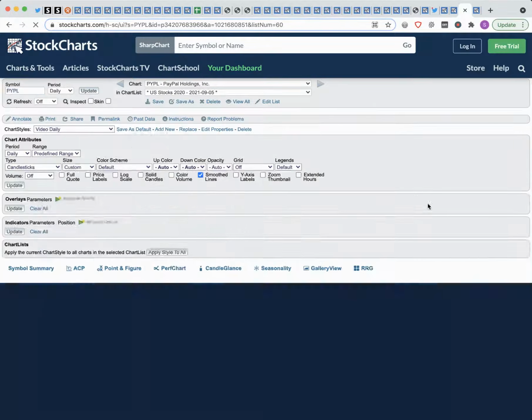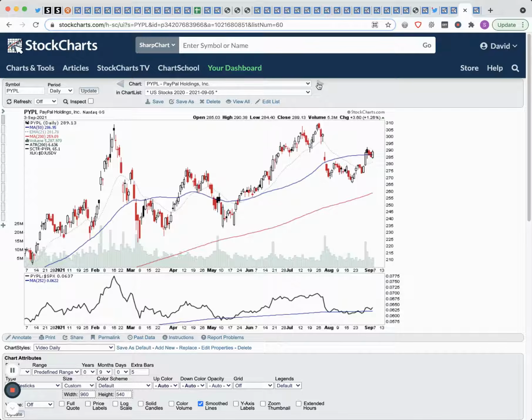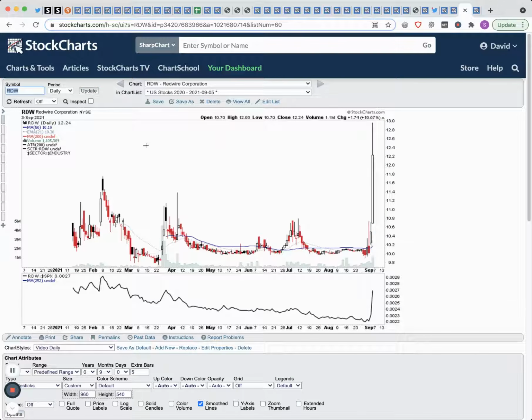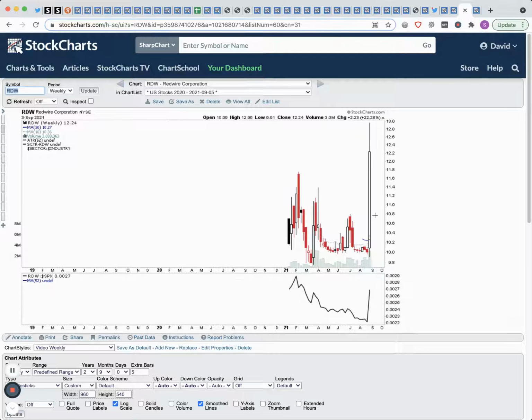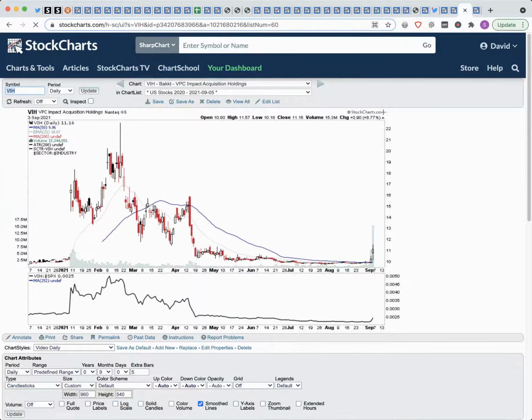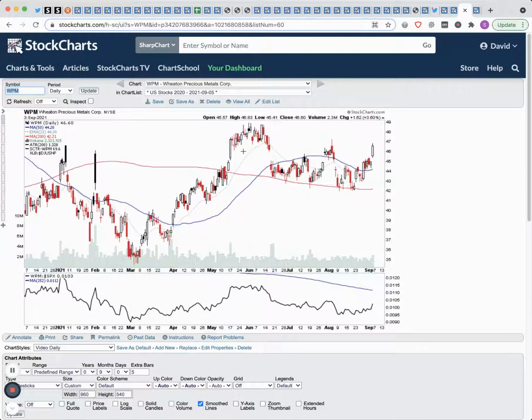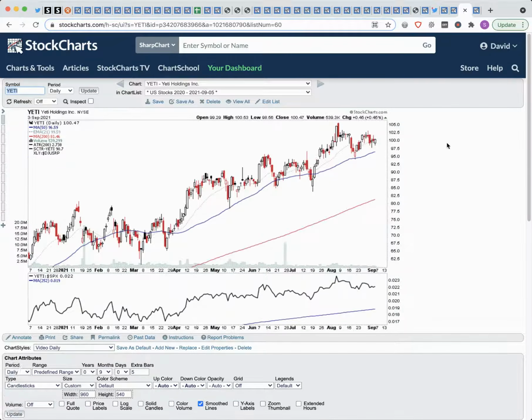CNO we just covered, NTNX we covered, PayPal we've covered. RDW, this is a recent one, SPAC name again moving, so difficult to deal with, but you can see some volume coming in on that one. VIH covered. WPM is another one of the precious metal names, so another one of the gold and silver miners starting to move, similar to how KL's moving and gold itself. And Yeti is our final name.